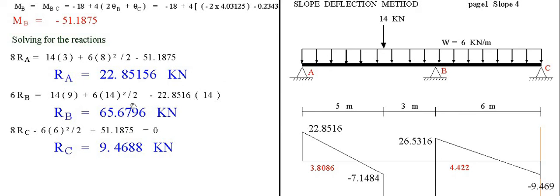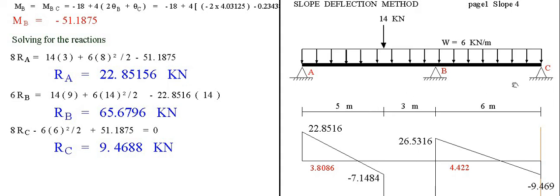To solve for RB, either you take moment at A to be 0 or take moment at C to be 0. Here I take moment at C. So RA is given now. Moment at C, RB times 6. So really I take the moment at C, not at A, because if I take moment at A, this must be 8. Oh, it is 6.